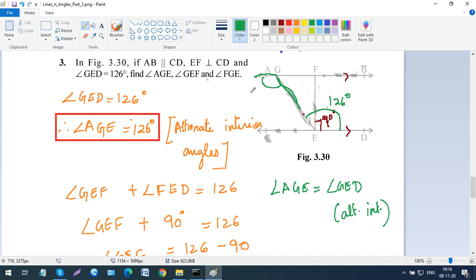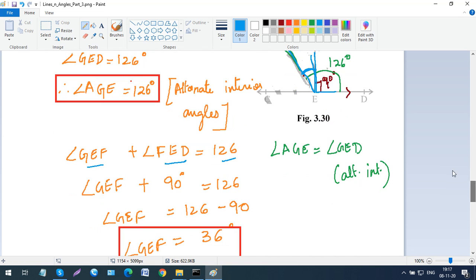Now we'll come to angle GEF. So they are asking you what is angle GEF. Let me use a different pen. So angle GEF, this angle, the blue angle over here, is what they are asking you to find. Okay, so you know that angle GEF, that is this angle, plus angle FED, that is this angle, gives you 126, right? These two angles together give you 126. So angle GEF plus angle FED gives you 126.